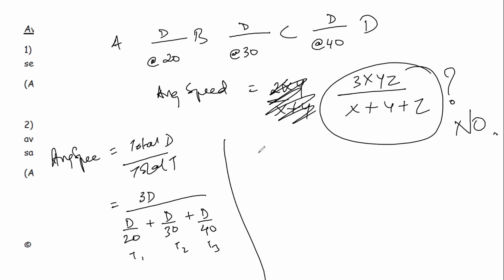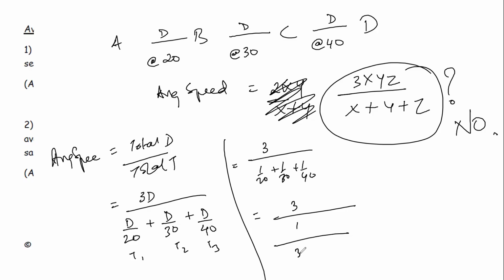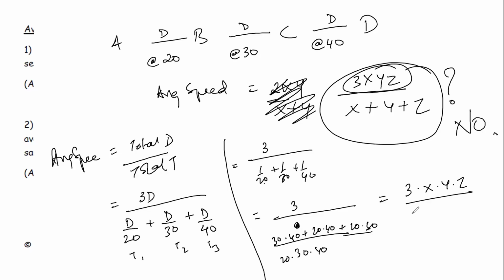Time one, time two, time three, right? Total time. So now what we have is D's cancel out. So we got 3 upon 1 by 20 plus 1 by 30 plus 1 by 40. Again, if we simply take the LCM, no, we don't take the LCM, right? We'll take 20 into 30 into 40. So now 20 will go into this 30 into 40 times, plus 30 will go into 20 into 40 times, plus 40 will go into 20 into 30 times. So therefore, what we end up getting is 3 into x into y into z on the top, but the bottom is not x plus y plus z. It is xy plus yz plus xz.